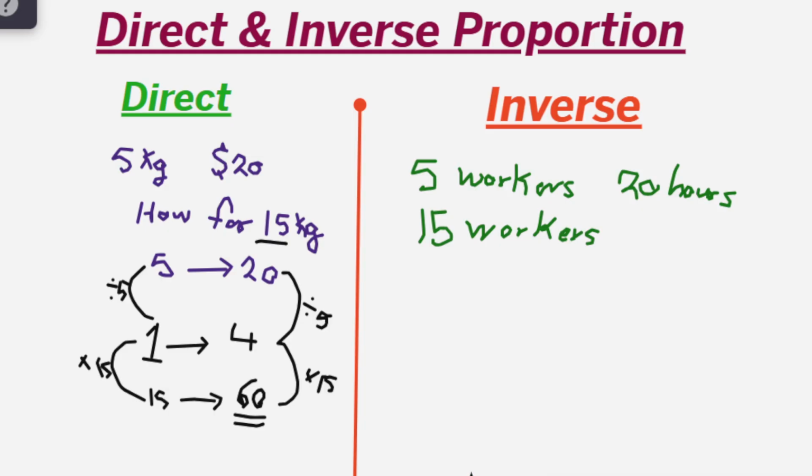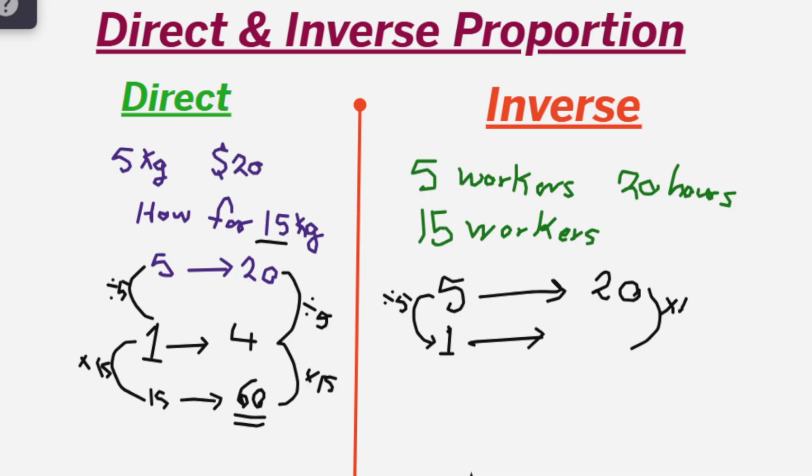Now, similarly, let's write the numbers down here. 5 workers will need 20 hours. We'll first need to know how many hours 1 worker will need, so divide here by 5. 5 workers divided by 5 is 1 worker. Now, do you expect the number of hours to increase or decrease? If 5 workers do the job in 20 hours, then if you just have 1, you will definitely need more hours. So that's why we multiply here.